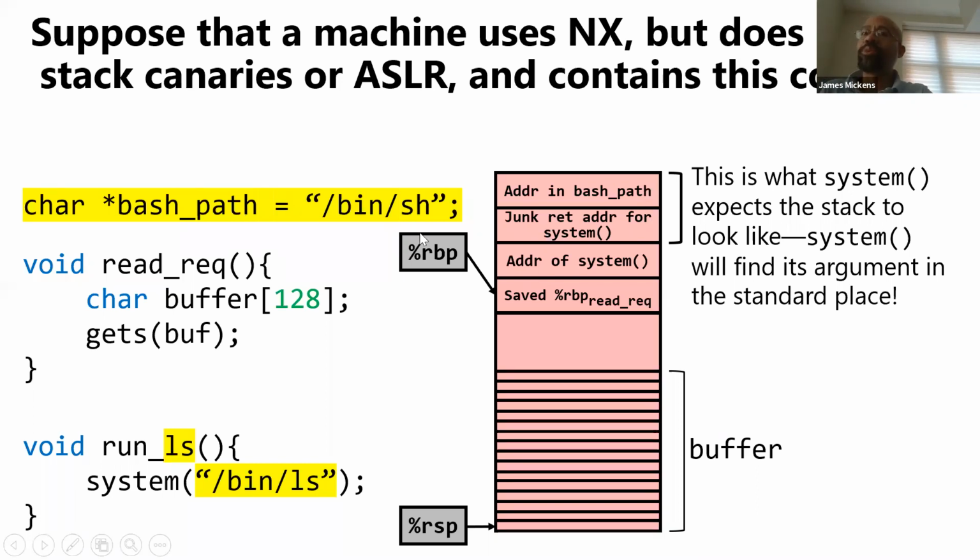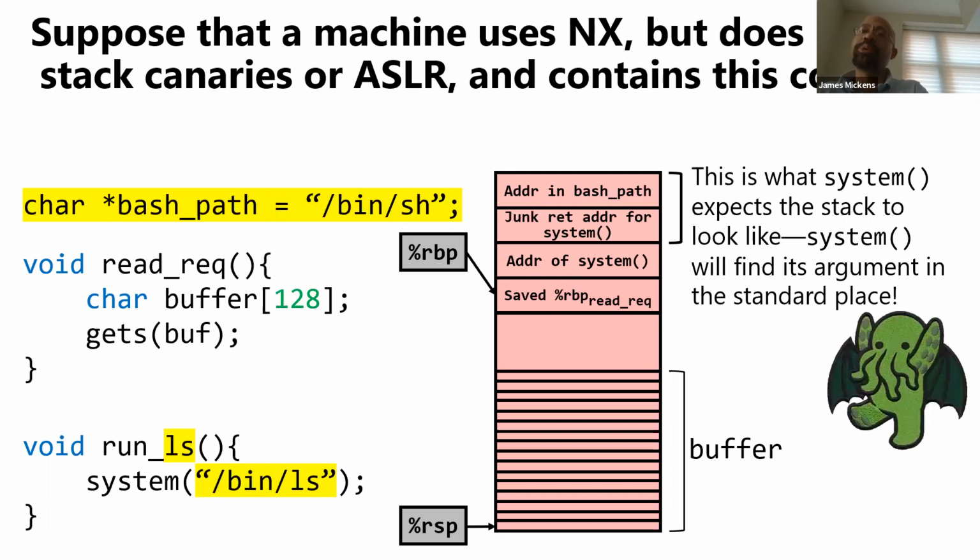Because when read request returns, the top of the stack is going to be here. We're going to ret into system. System will start executing. The top of the stack will be here. System will find the argument that it should pass to the shell that spawned. Well, that argument is going to point to /bin/sh, and then a shell is going to be opened up. So once again, Cthulhu wins.